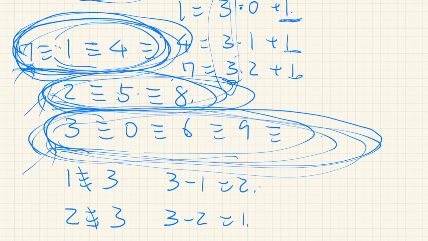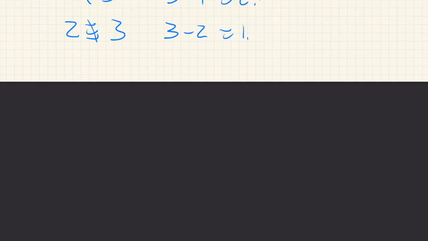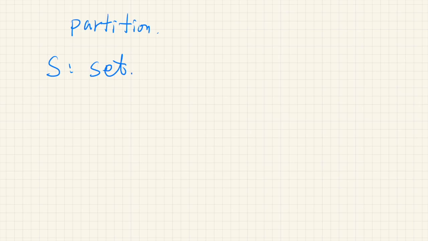This observation can be generalized to any equivalence relation, actually. So let's define some ideas. First, define the idea of partition over a set. So let S be a set, and let's say C is a collection of subsets of S.